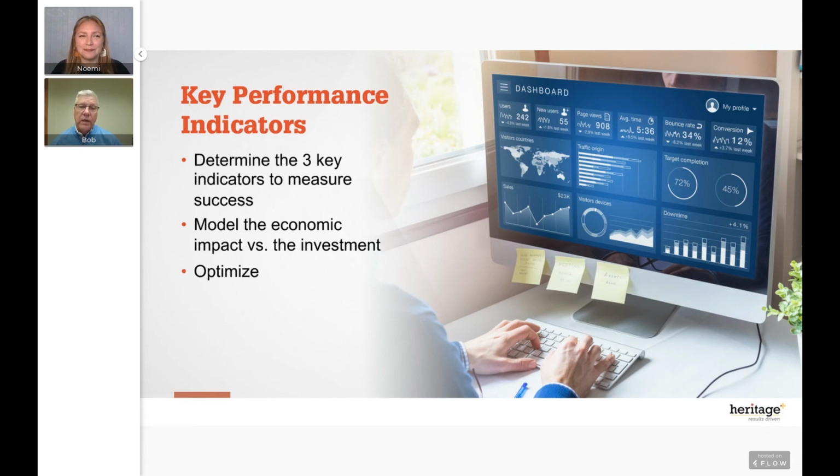And again, if you have the right key performance indicators, that allows you to measure not only where you want to go, but where you are during the campaign and where you are at the end. And the key really is to optimize. And as we've talked about in other webinars, test and measure, test and measure. That's really the key to getting the best results for your direct marketing efforts.